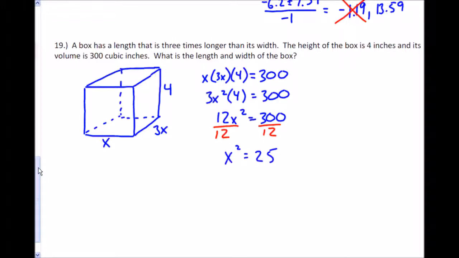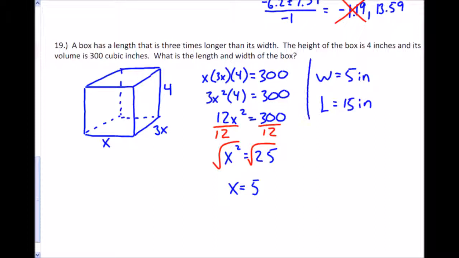And now, of course, I take the square root of each side. So I find out that x equals, technically when I take the square root, it's plus or minus 5. But since we're talking about a measurement, it's just going to be 5. So my width is 5 inches. My length then would be 15 inches, and that's what it asked me for. It asked me for the length and the width of the box, and that's it.